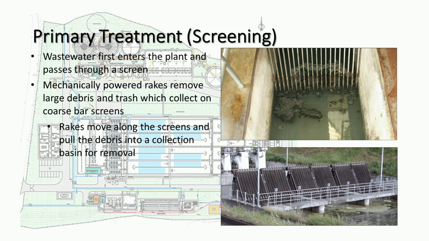Wastewater entering the wastewater treatment plant is first screened to remove coarse solids like trash, toilet paper, and debris. This reduces the likelihood of clogged pumps and blockages later on in the treatment process. Mechanically powered rakes move along the screens, pulling captured debris and trash to a collection basin for disposal.